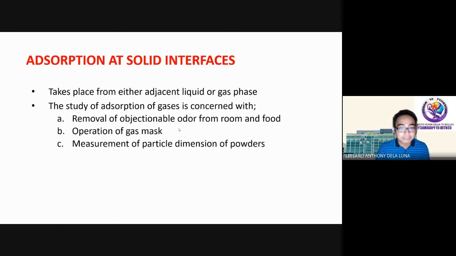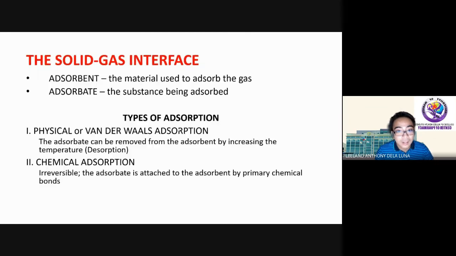So class, normally, di ba gumagamit tayo, say for example, of charcoal. Okay, you guys are familiar with charcoal, right? Charcoal class, ginagamit natin yan to absorb odor from, halimbawa, sa ref. Oh, baho yung ref, di ba? So, kasi class, one of the properties of charcoal is it's very porous. Kaya na-absorb niya yung mga stuff in the environment. Okay? So obviously, ang charcoal natin is a solid interface. Right? So, the solid-gas interface.